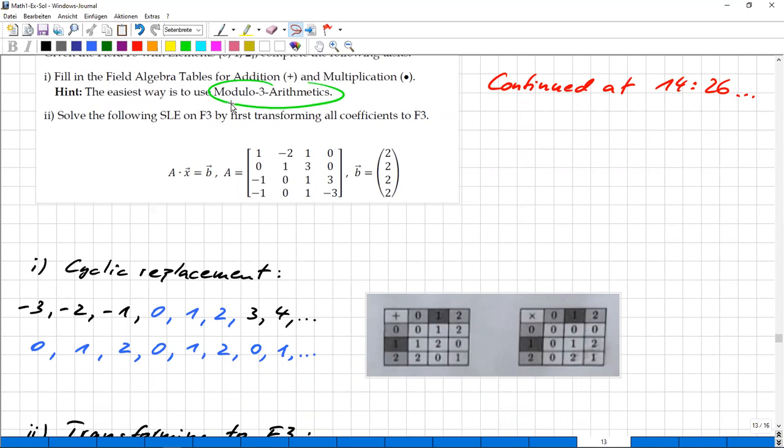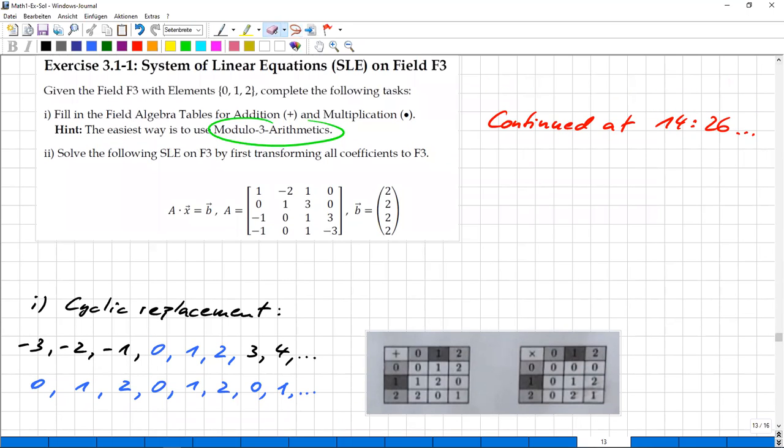The trick is to use modulo 3 arithmetics, and I guess you know what is meant. It means if you get a number outside the range of 0, 1, 2, you make a cyclic transformation. It's like if I say, okay, 0, perhaps counterclockwise. It's more mathematical.